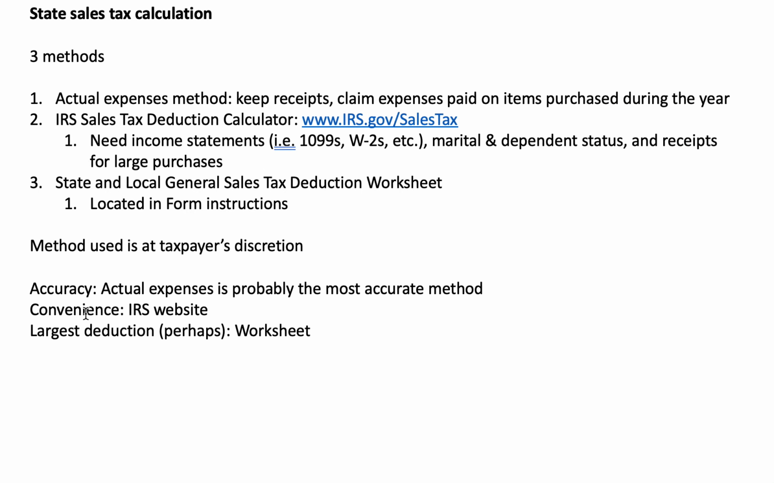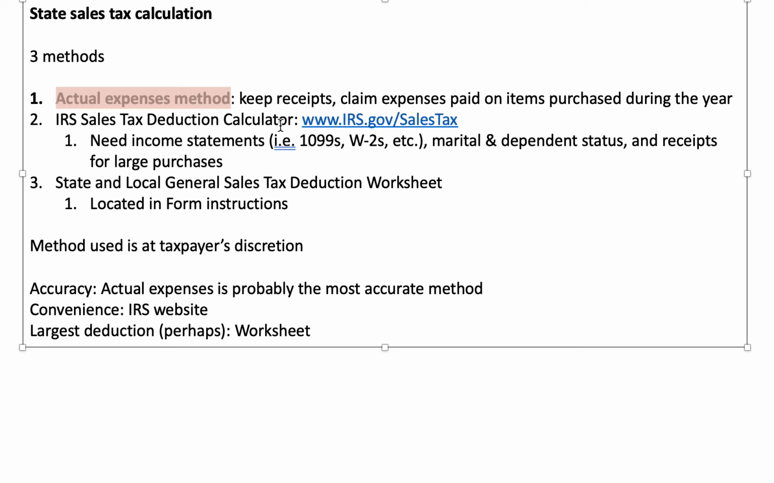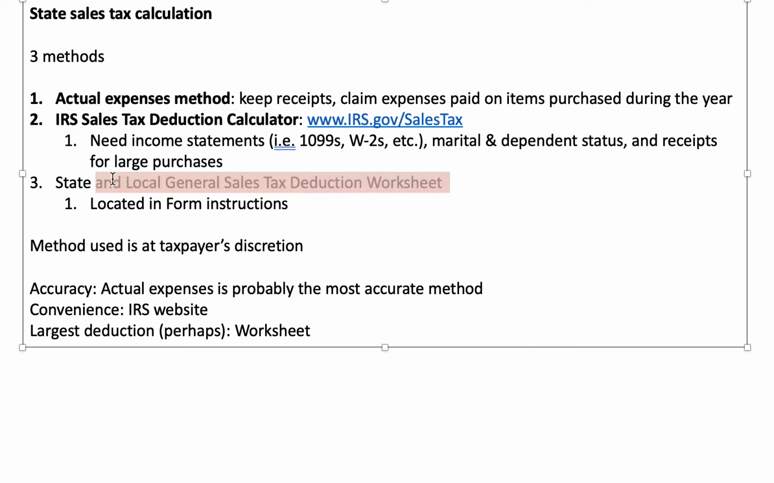If you choose to use the state sales tax calculation, you should note that there are three methods to doing so. One is the actual expenses method, where you keep receipts and you claim expenses that were paid on items during the tax year. You can use a tool that is on the IRS website known as the IRS Sales Tax Deduction Calculator, which you can find by going to irs.gov/salestax.